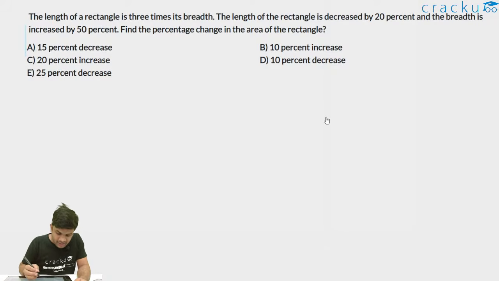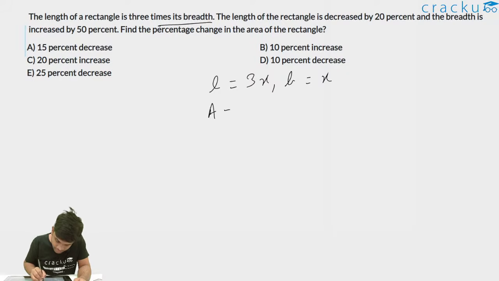In this question it is said that the length of the rectangle is 3 times its breadth. So length is 3x and breadth is x. So area will be 3x square because area is length into breadth.